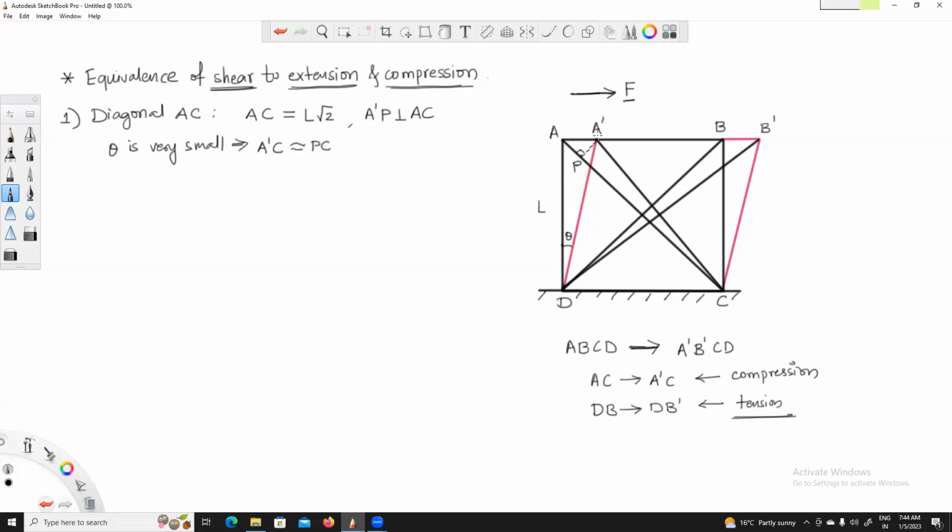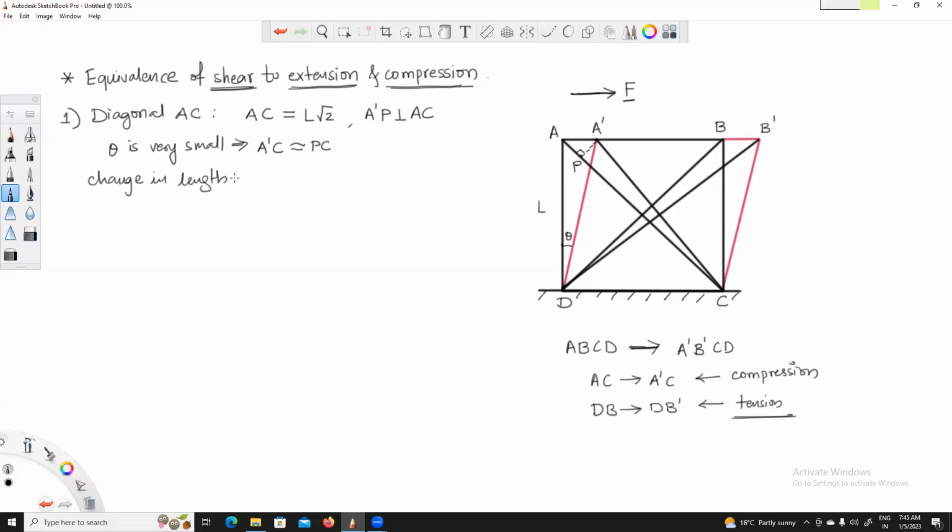See, in this triangle A dash PC, which is a right angle triangle, the length of PC and A dash C will never be exactly equal, right? But what we have assumed here is that theta, the angle by which it has distorted, is very small. That's why I can assume that the lengths of PC and A dash C are more or less the same. Okay, so now let me find the change in length.